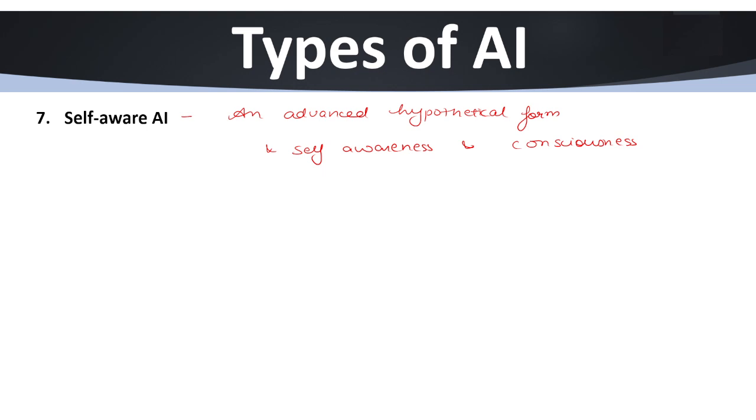Now let's just talk about some characteristics of self-aware AI that is very important for your exams. First characteristic is self-recognition. That means the ability to understand its own existence and distinguish itself from others. It includes recognizing its own state and capabilities. Another characteristic is understanding emotions.